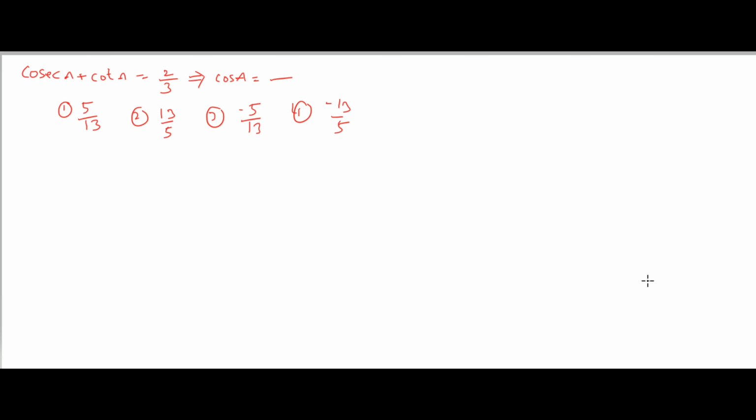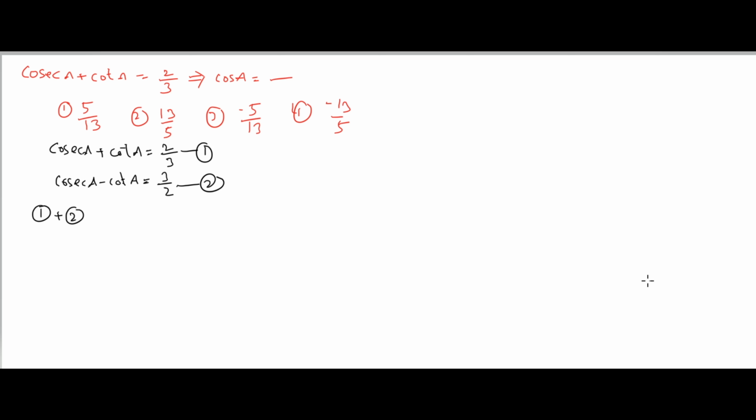cosec A plus cot A is equal to 2 by 3. Then find the value of cos A. Here it is given cosec A plus cot A is equal to 2 by 3. From this equation, cosec A minus cot A is equal to 3 by 2. Add these two equations, first equation plus second equation. Here cot A plus cot A cancel.